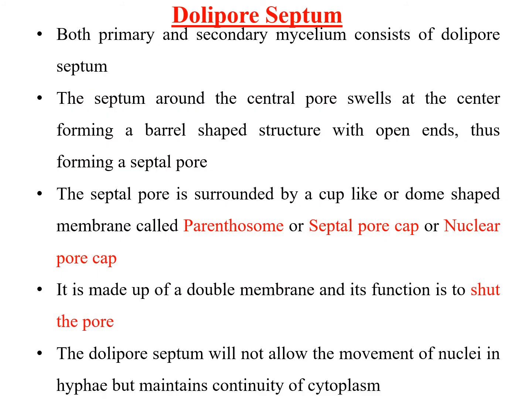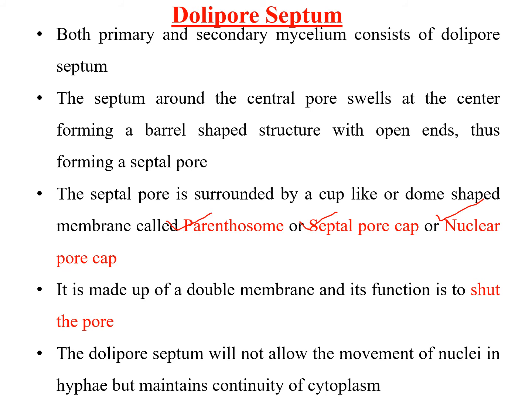Here the septal pore is surrounded by a cup-like or dome-shaped structure known as the parenthosome, also known as the septal pore cap, and it is made up of a double membrane. Its function is to shut the pore. Why the dolipore septum, what will it do? It will close the pore, but it will allow the continuity of cytoplasm, and it will not allow the movement of nuclei. That is the function of this dolipore septum.